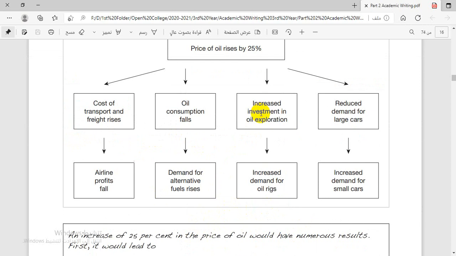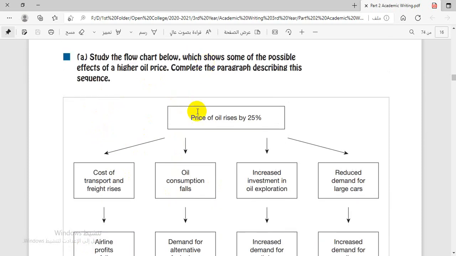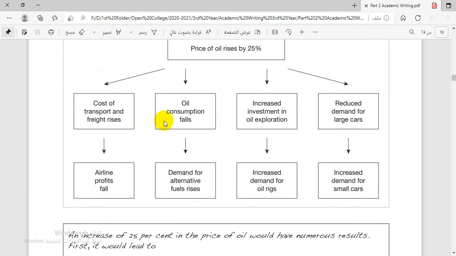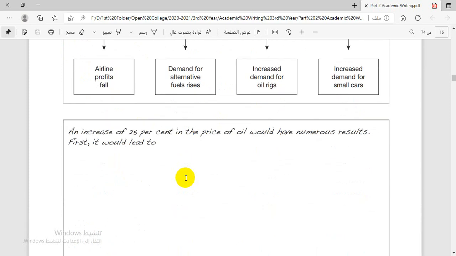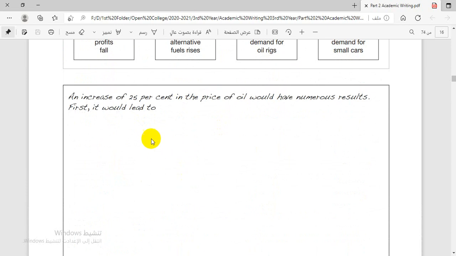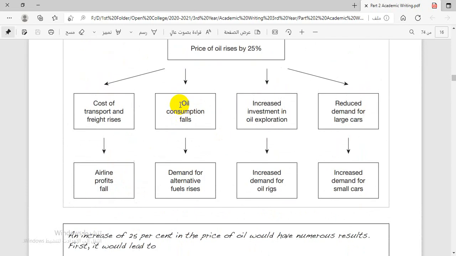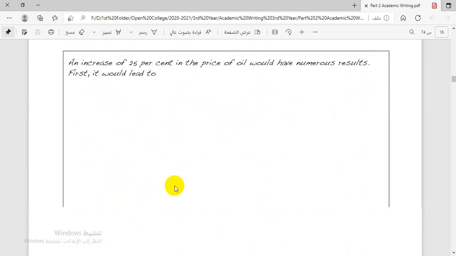Look at this. The price of oil rises by 25%. Cost of transport and freight rises, leads to airline profits falling. The oil consumption falls, demand for alternative fuel rises. This is the cause, and this is the effect, and this is the cause of the higher price. Here we have causes and here we have effects. We are asked to write a paragraph about this, linking all these causes and effects together.